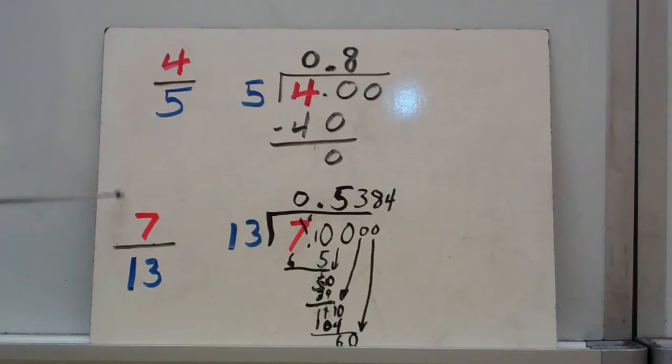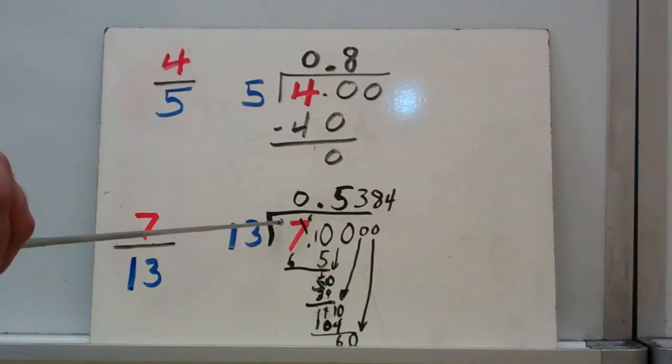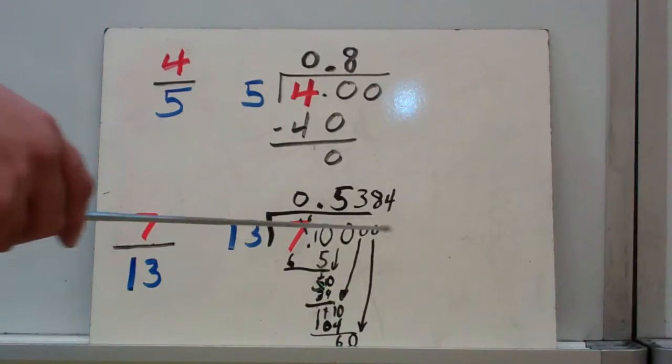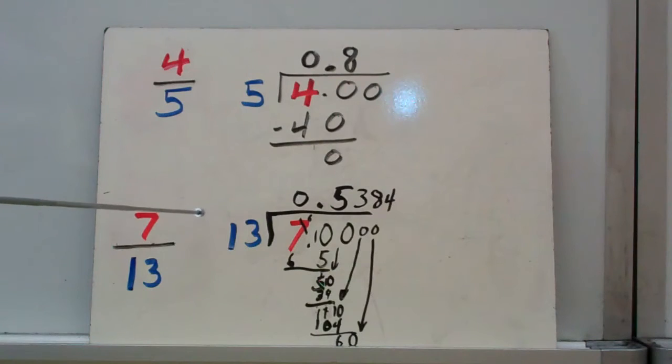On the bottom here we have 7/13. So 7 goes inside the division box. We'll attach a decimal and some zeros after that. 13 goes on the outside. So 13 does not go into 7 evenly, but does go into 70 5 times. 13 times 5 is 65. So we find the difference between 70 and 65, and we get 5. And we drop down a 0.